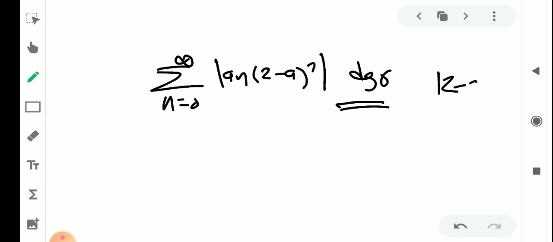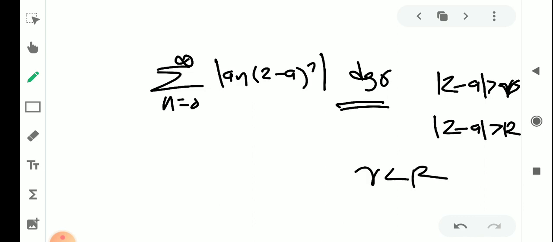When mod z minus a is greater than r, that means small z minus a is greater than capital R, because small r is less than capital R. So when mod z minus a is greater than capital R, it diverges. Therefore, since this small r is arbitrary, we can say that the series diverges when mod z minus a is greater than capital R also. So that is the second part.